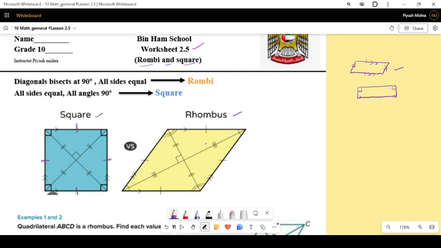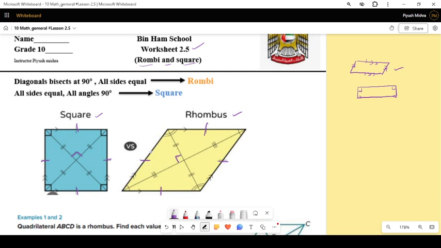In the rhombus, again the same thing will happen, all the four sides will be equal, but this time the diagonals will not be equal, as well as the corner angle also will not be a right angle. One more thing here, the diagonals are going to bisect each other at 90 degrees. Okay, so this is the difference between square and rhombus.